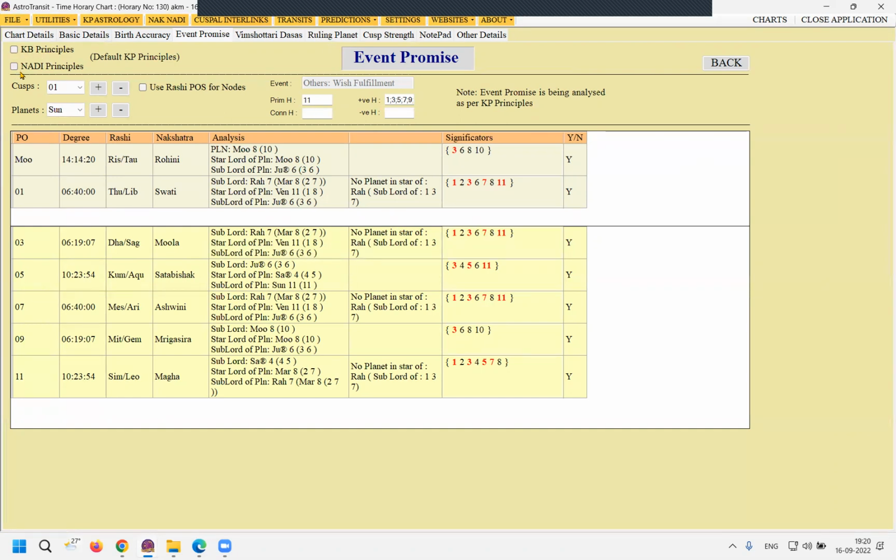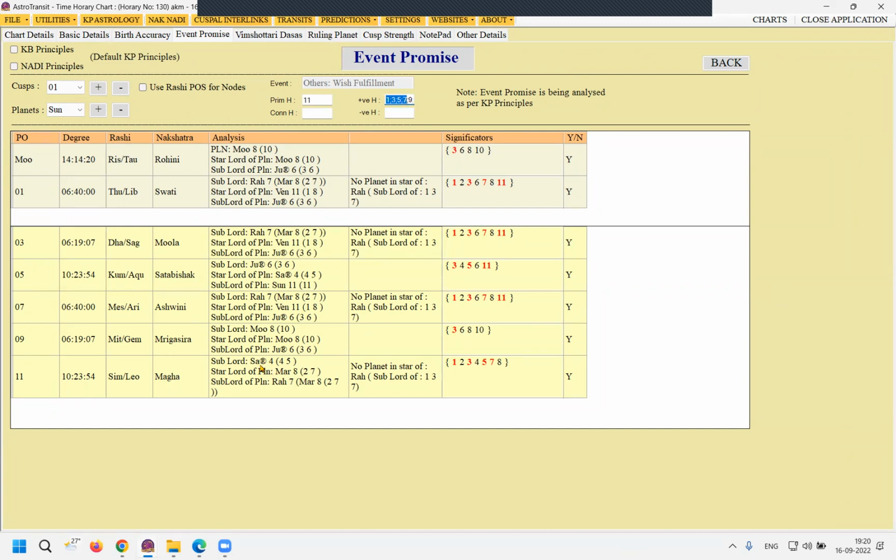So we are taking KP, and for this, we need to see the 11th cuspal sublord. The 11th cuspal sublord, if you see, is Saturn, and it is in the star of Mars and sub of Rahu. And there is no planet in the star of Rahu. That means the sublord is very strong, and it is signifying 1, 3, and 7. And we have these houses also, 1, 3, and 7.